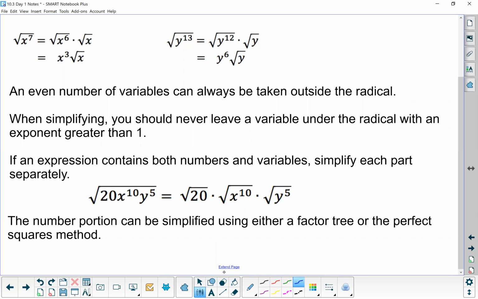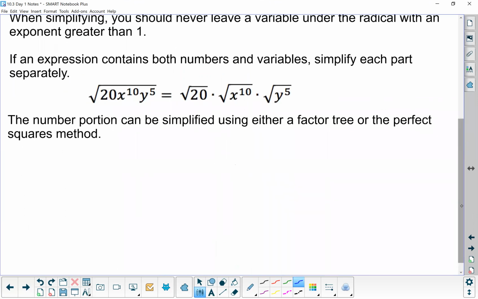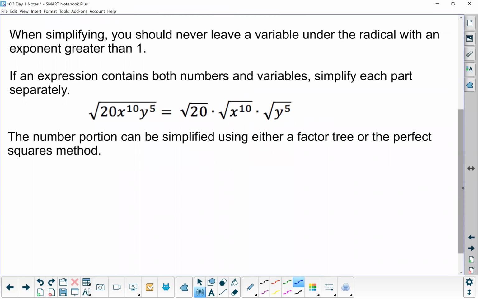If an expression contains both numbers and variables, separate and simplify each part separately. So the square root of 20 x to the 10th y to the 5th. Write that as the square root of 20 times the square root of x to the 10th times the square root of y to the 5th, and simplify.